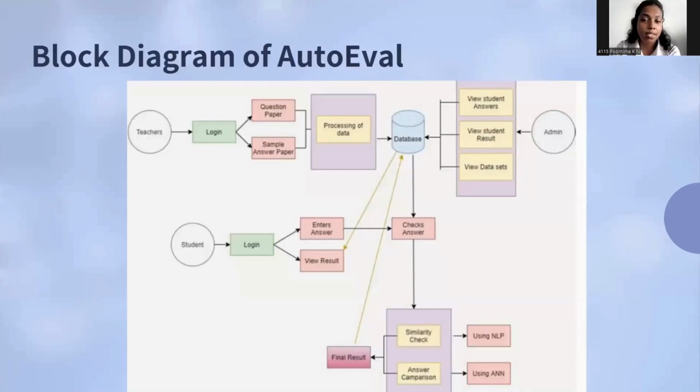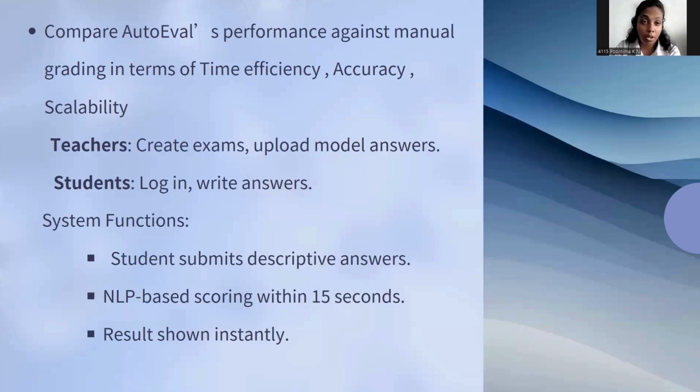In the system, as you can see in this image, there are 3 roles who contribute. Basically, teachers log into the system and upload their question paper and sample model answer paper. These 2 documents are pre-processed as previously mentioned and saved in the database. Students may also log into the system and enter their answers. These model answers and students' answers are analyzed based on a similarity check, and finally results will be displayed. Students will be able to see their own scores, and teachers will be able to see the overall marks of these students.